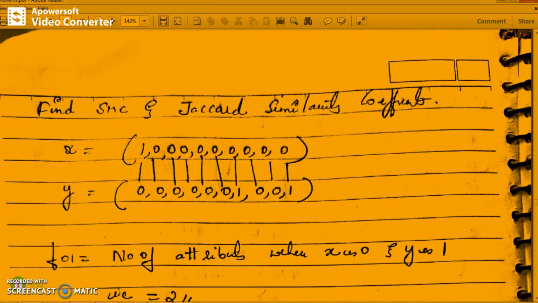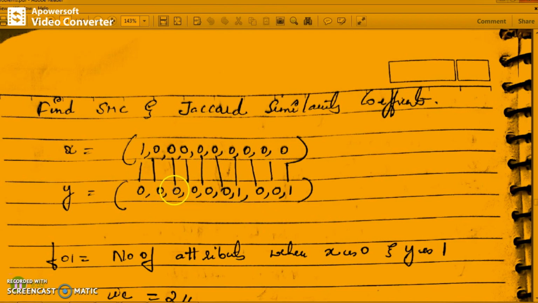Here in this problem we are trying to compute the SMC and Jaccard similarity coefficient. So you can see here this is the question. X is equal to, you can see different values for X, and also for the object Y you can see the different values. And remember, all these are binary values only, correct? So both SMC and Jaccard are used for similarity calculation of binary objects. You can see X has 10 values here, Y also has 10 values, right?